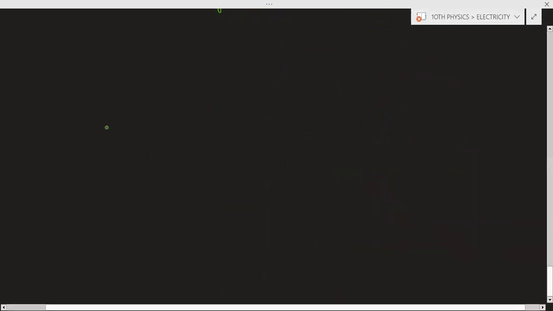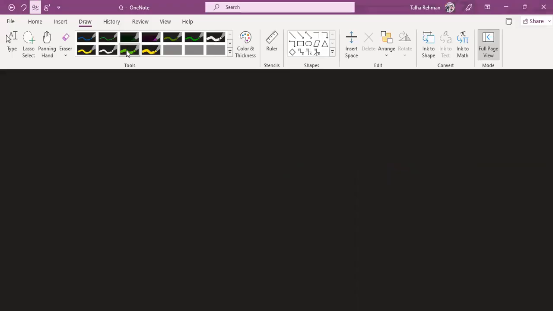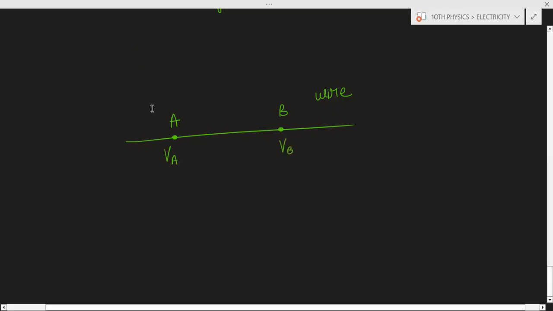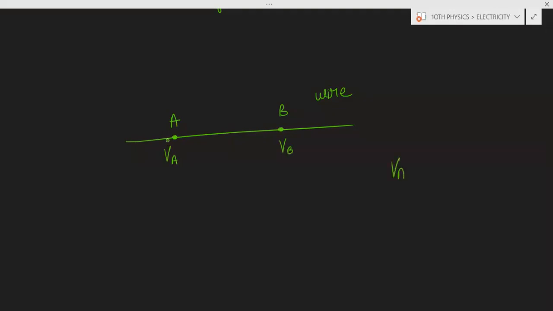Now we will discuss our topic. Suppose this is a conducting wire, and I am taking 2 points on the surface of the conducting wire, point A and point B. The potential of point A is VA and the potential of point B is VB. Potential of A is greater than the potential of B.